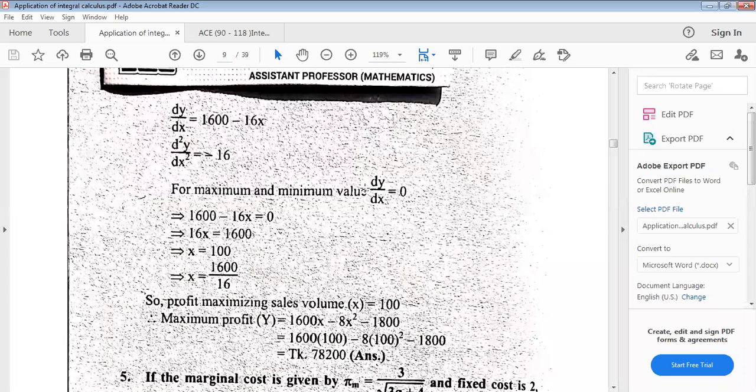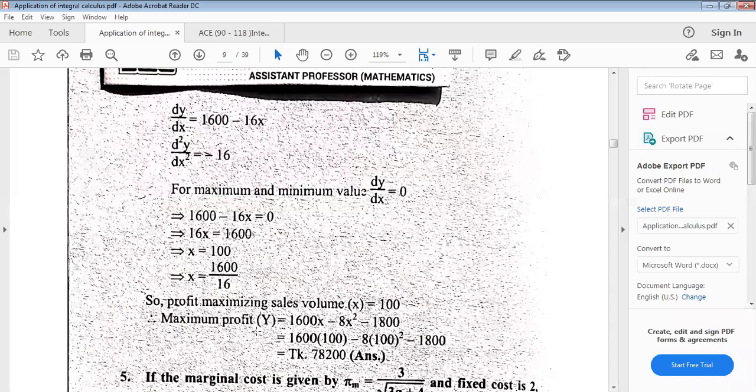For a maximum or minimum value, dy/dx must be 0. The first derivative must be 0. The first derivative value is this, so this equals 0. Then x, the number of units, equals 100.